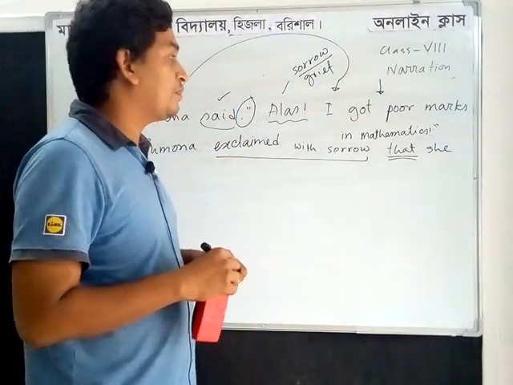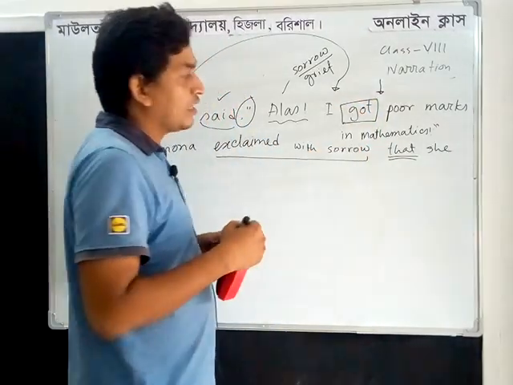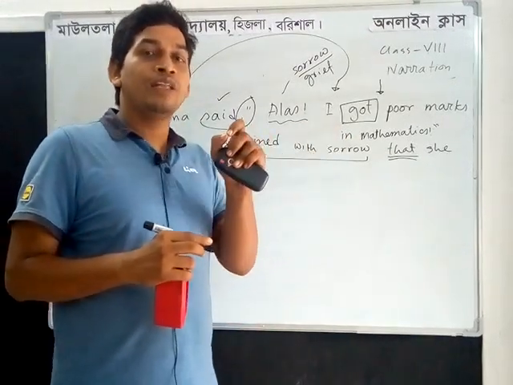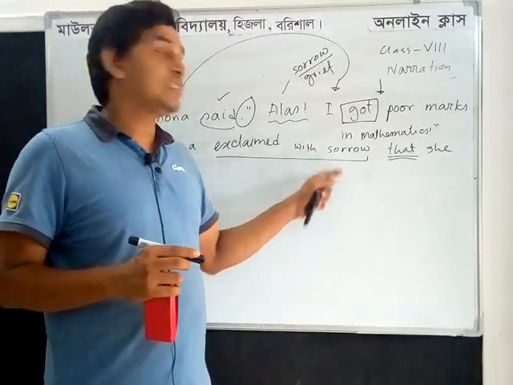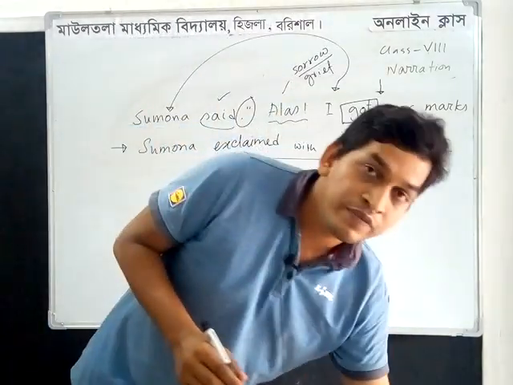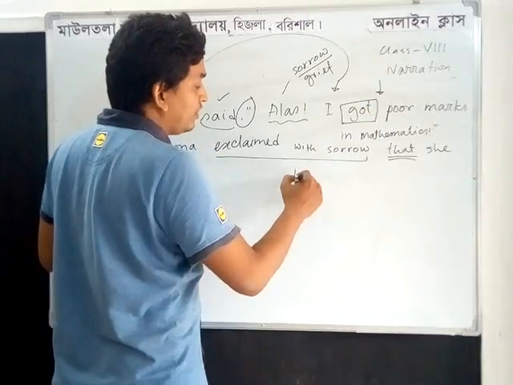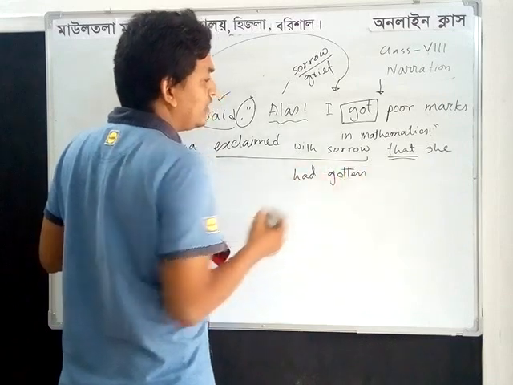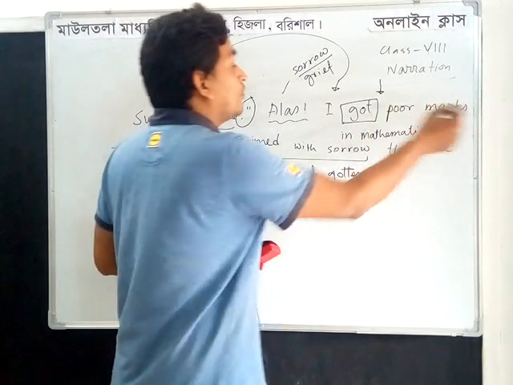Then after writing the subject, we have to write the verb. Here the verb is in past form. In my previous class, I discussed that if the verb of reported speech is in past form, we have to write the verb in past perfect form. So here there is got. We must write here had gotten. So Shumana exclaimed with sorrow that she had gotten poor marks.